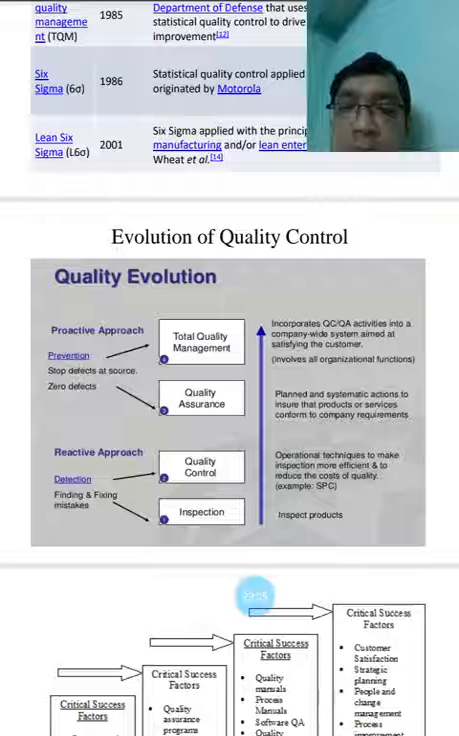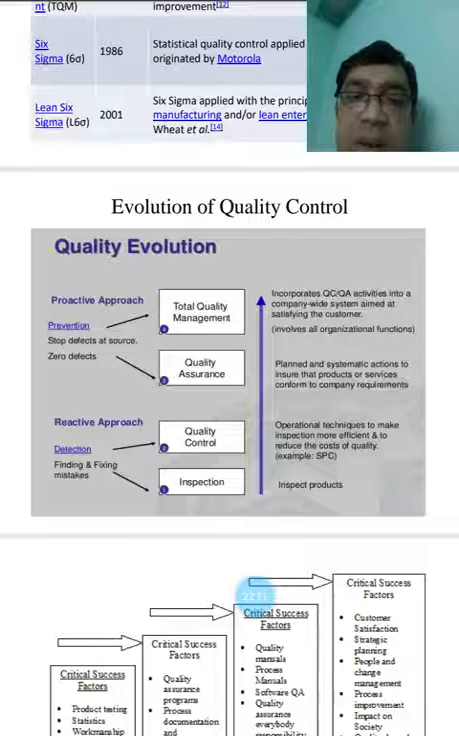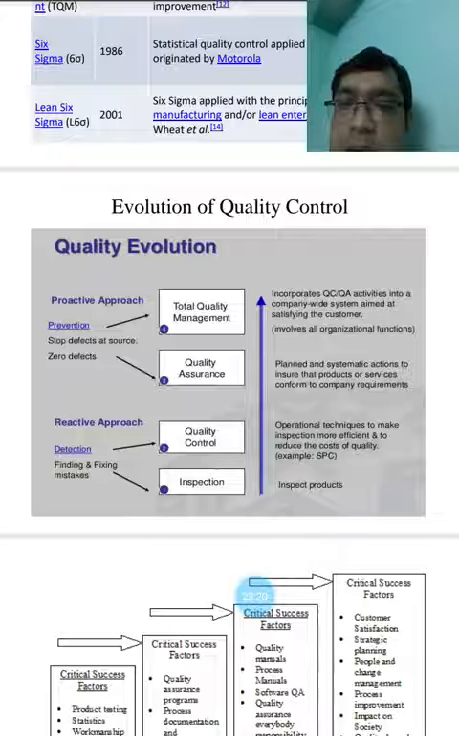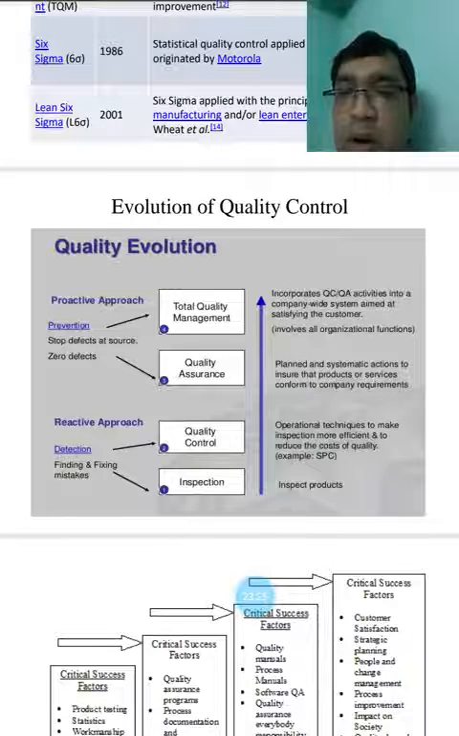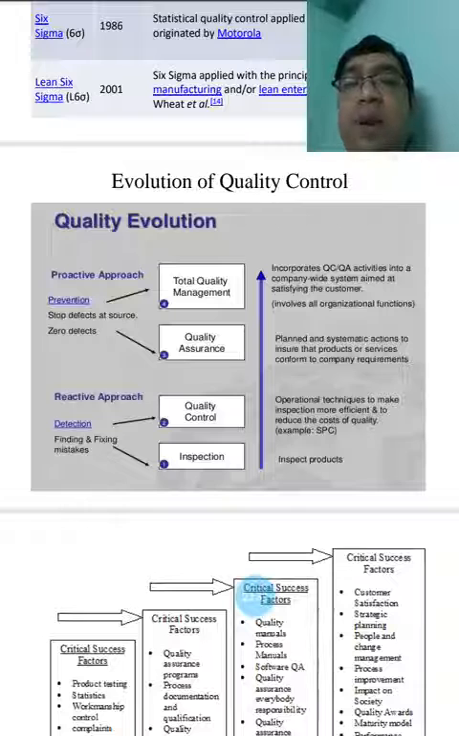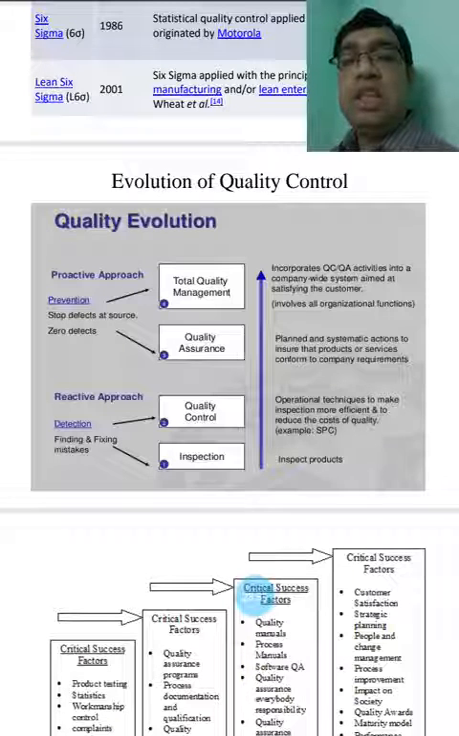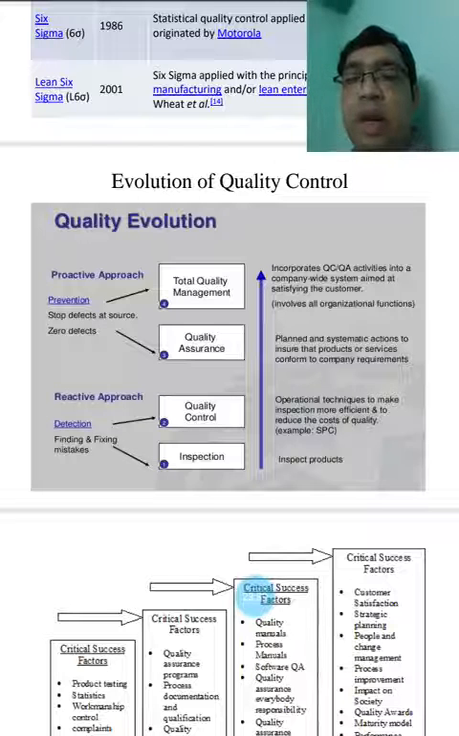Again, quality assurance means planned and systematic actions to ensure that products or services conform to company requirements. Quality assurance is prevention, stopping defects at the source, where zero defect is the count. This is called quality assurance, and given this zero defect, it then leads to total quality management, which is the protective approach.